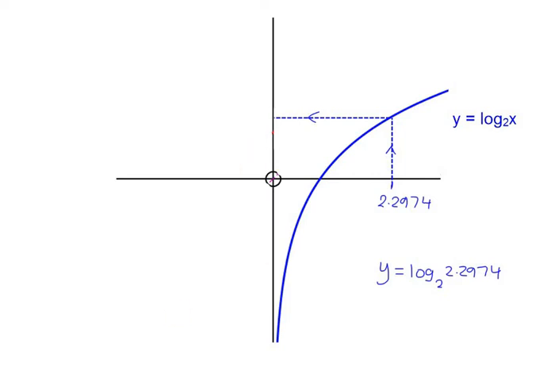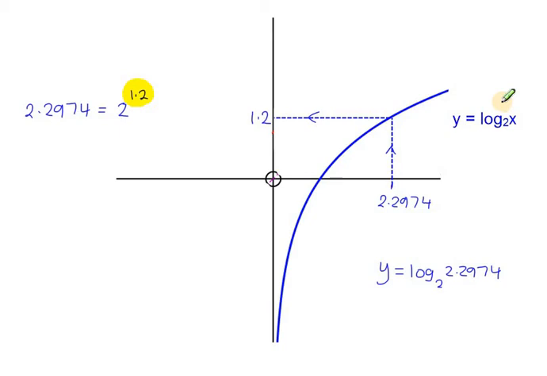So the value here is 1.2. So 2 to the power of what gives 2.2974? The answer is 1.2. And that's what logs do. When you have a problem where you're looking for the power, then logs can be useful to work out what the missing power is. So if the base is known, but you just have an unknown power, we use the log function. It's basically an inverse power function.